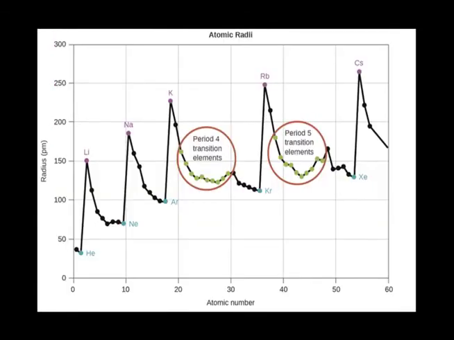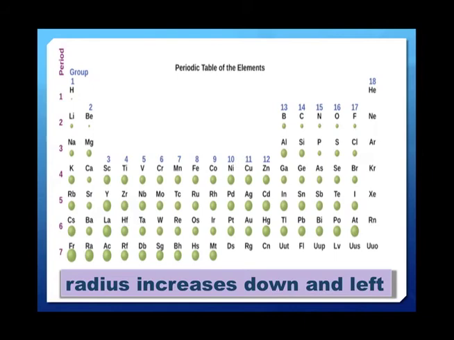There are a few deviations to this trend, particularly if we were to examine the transition elements of a particular period. But in general, atomic radius will decrease as we move through a period. We can look at a version of the periodic table with radii illustrated to get a better sense of this parameter.